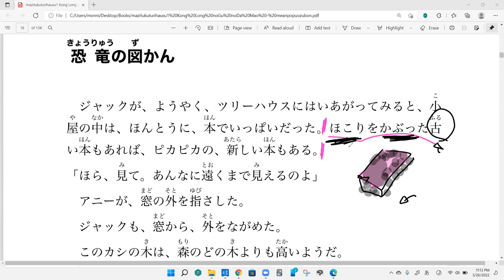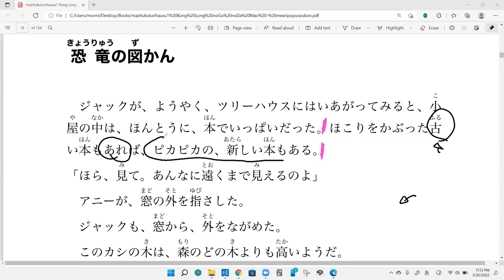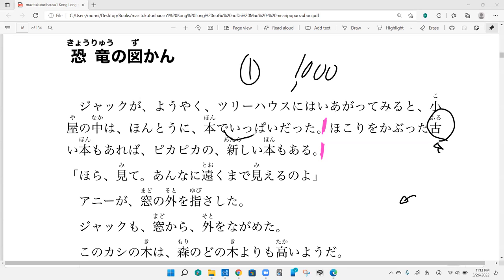What does hokori o kabutta mean? So dust on the cover of the book, I'm guessing. Well, just on the book in general. It's probably just on the cover, you're correct. But it just means books covered in dust were aru. What does aru mean? Aru, to exist or to be. And then we have pika pika no atarashii hon mo aru. So there was a shiny new book. So in Japanese, whether we're talking about one thing or 5,000 things, it's normally very vague. In this case, since we were talking about ippai datta, we can assume there's like 1,000 furui books and 1,000 atarashii books.